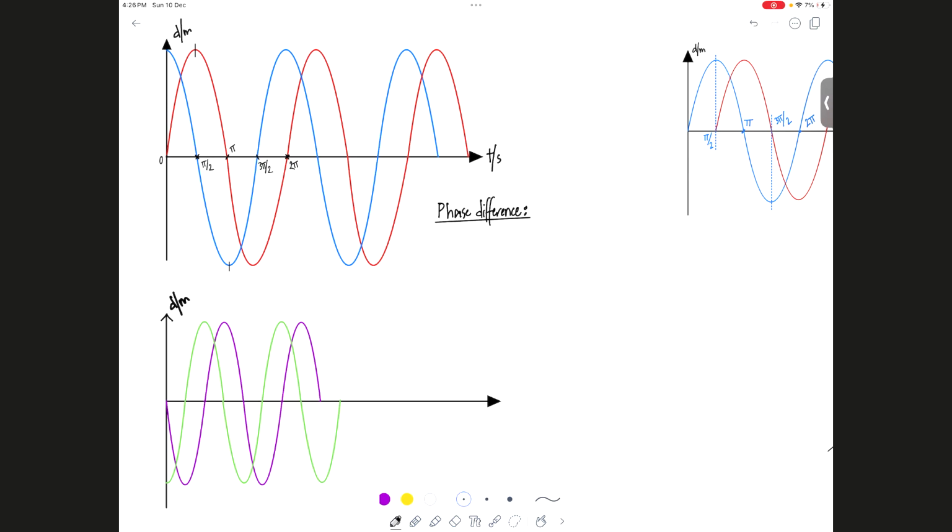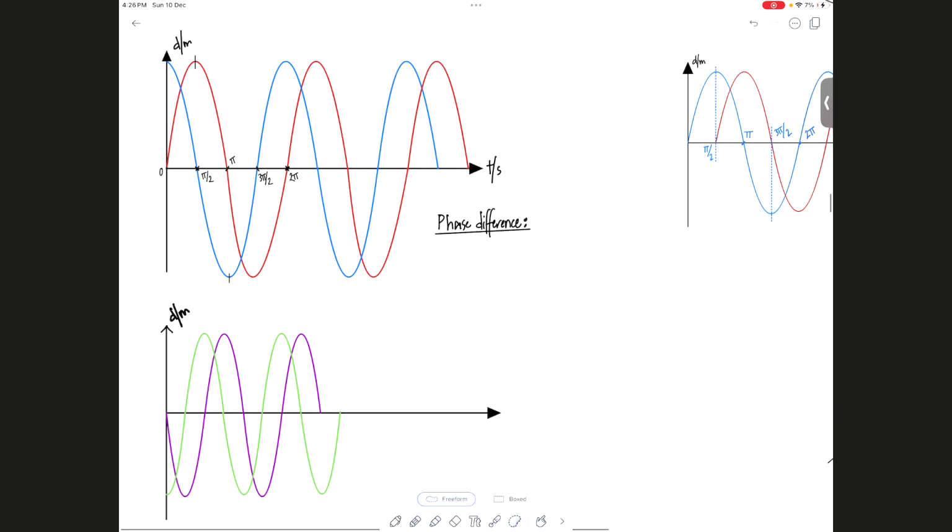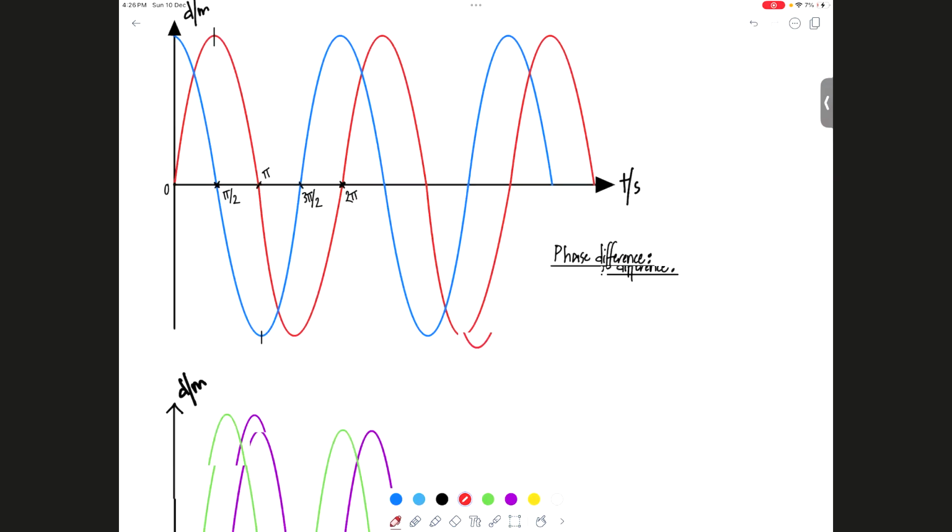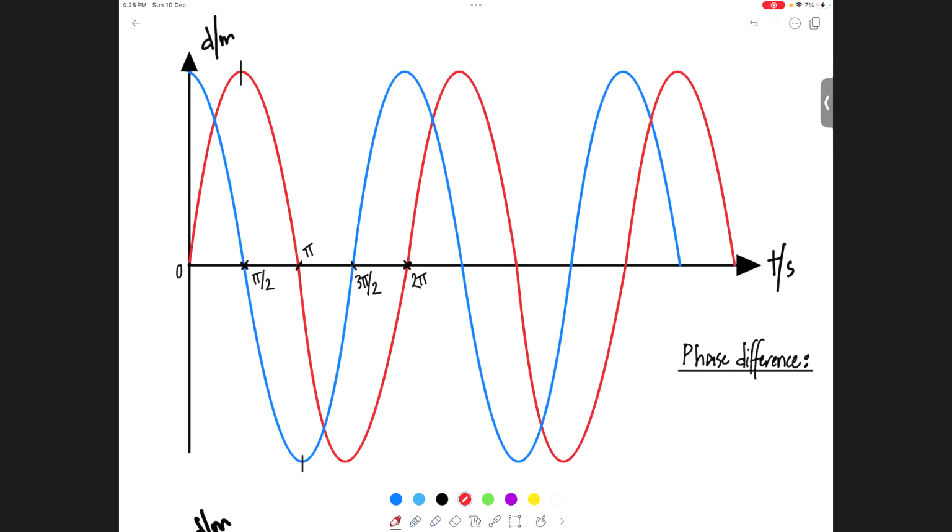That's the more common answer, but unfortunately, that's not the answer. I'll explain why. Can anyone suggest another answer? There's a problem with pi by 2. It's a syllabus requirement. So whenever you want to find phase difference, you need to compare two particles that are doing the same thing.